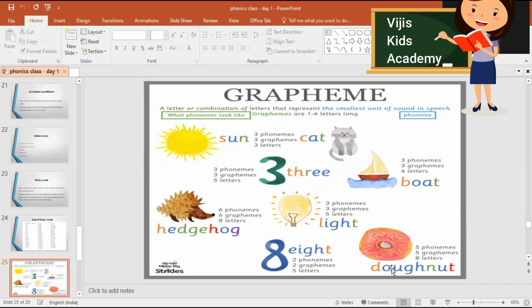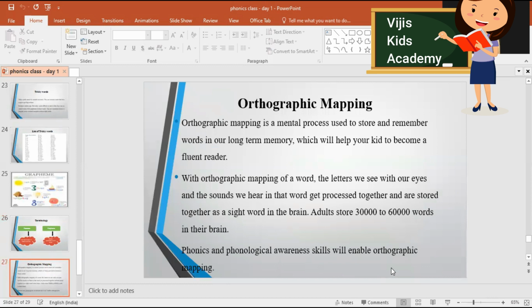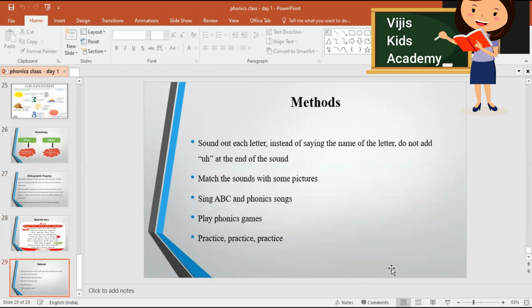The sound th makes TH together, and the symbol will be like this: TH. It makes th as one sound. When we are seeing the letters, then it has 5 letters. Now we are clear about the grapheme. Like this, we can differentiate the phoneme, grapheme, and the letters. Got it? Next one, orthographic mapping, the method of teaching.